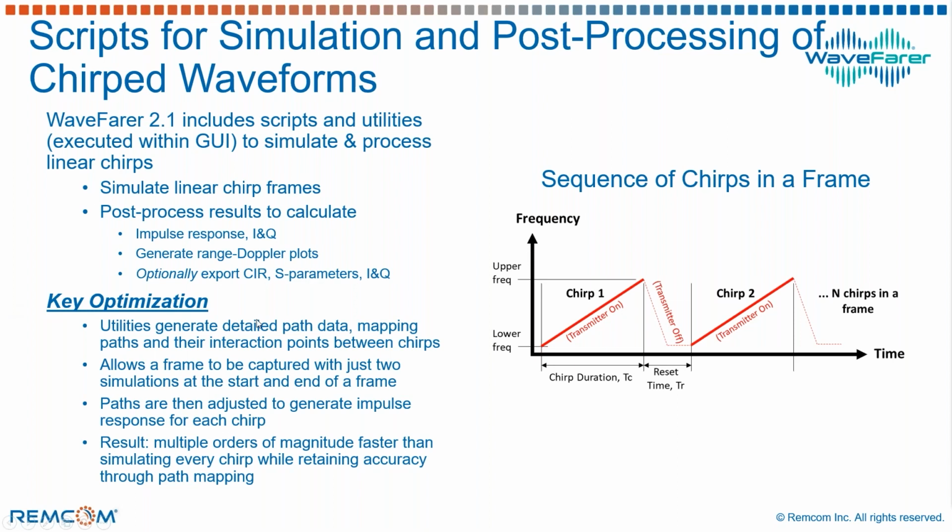A key optimization that we have included is that we are able to export out detailed path data and map paths between different chirps. And we have used this to apply some significant optimizations that allow us to adjust the phases of those paths mapped between the chirps at the ends of the frame. And with this level of information, we can adjust tens of thousands of paths between the chirps at either end of a frame and capture the processing needed for that frame with just two simulations within WaveFarer. This is very significant. If we have 256 chirps, for example, it gives us a couple of orders of magnitude speed reduction in being able to simulate a frame. And then we can simulate several different frames to give us snapshots of what happens within a scenario. And we'll demonstrate this a little bit later in this webinar.